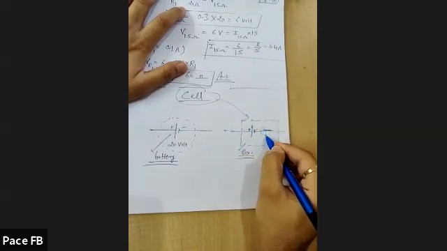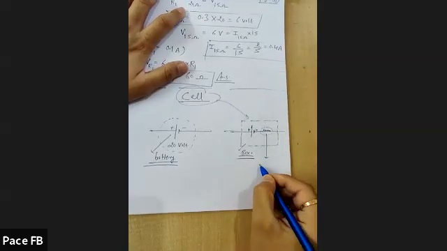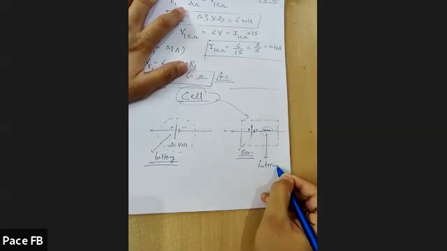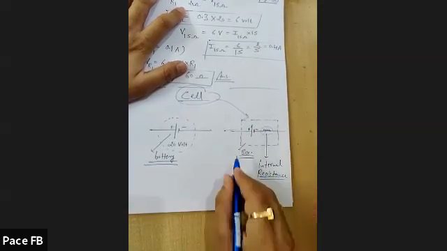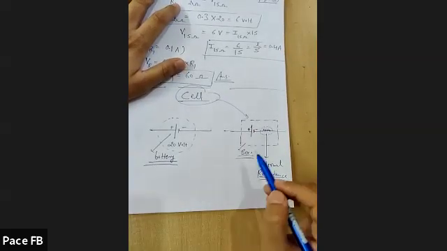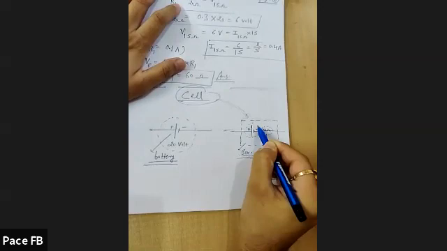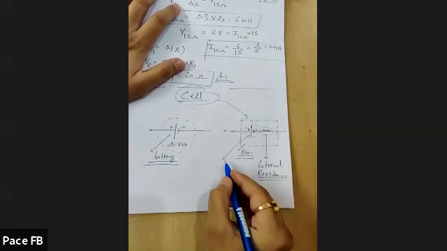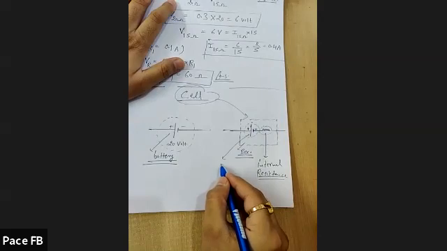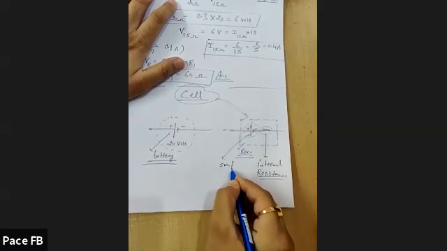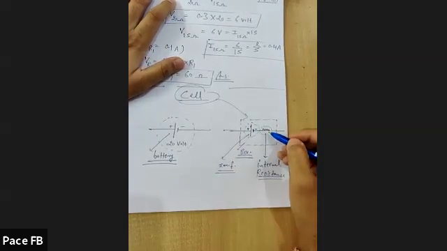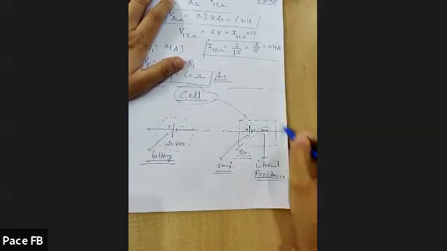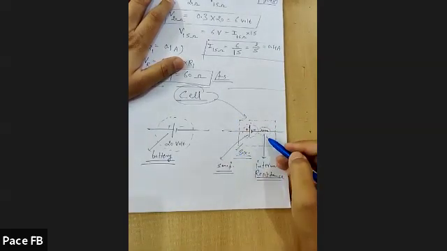This resistor is known as the internal resistance of that particular cell. This is the voltage source, and it has a certain EMF. So it has a certain internal resistance. This box, which is known as a cell, has its own internal resistance.